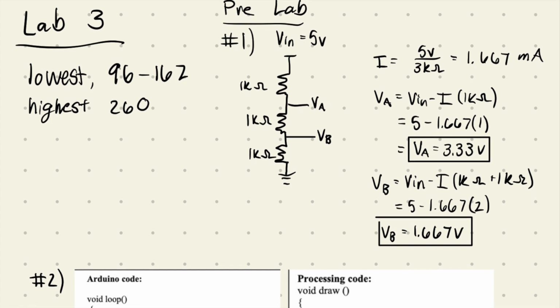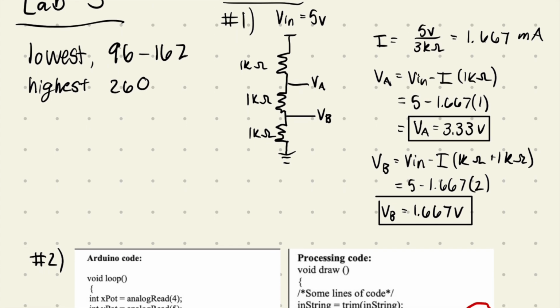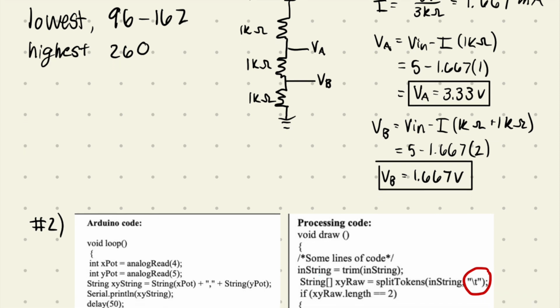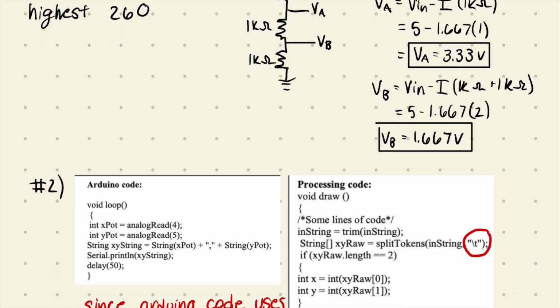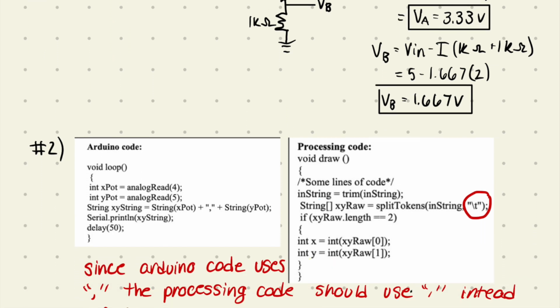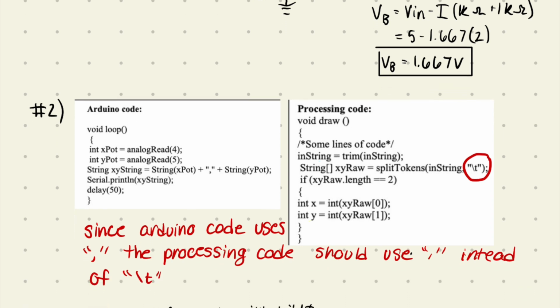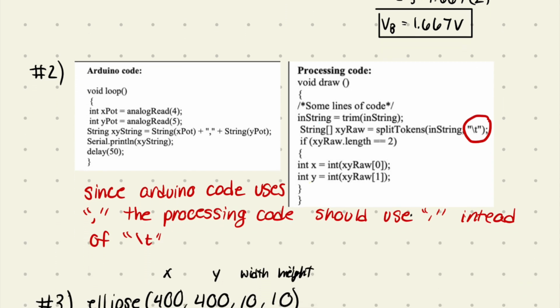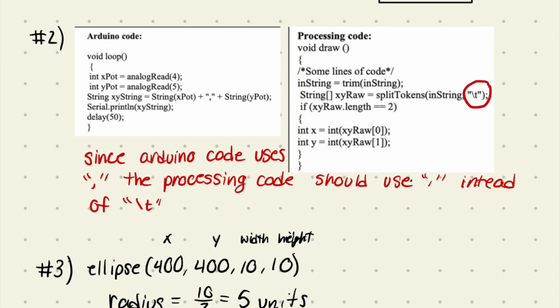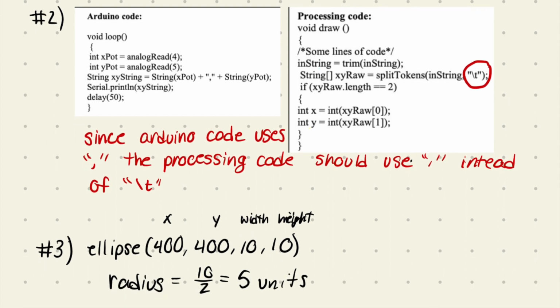For number 1 on the pre-lab, we had to solve for VA and VB. And then on number 2, we had to point out the error in the processing code, which is the use of a tab instead of a comma, because the Arduino code uses a comma. And then for 3, we had to figure out the radius of the ellipse, which is 5.